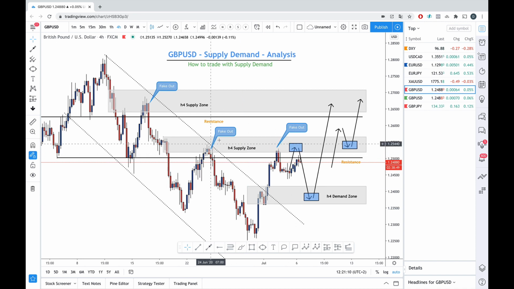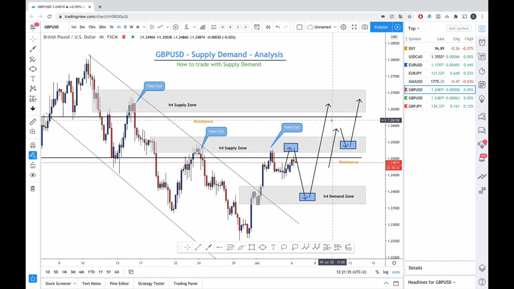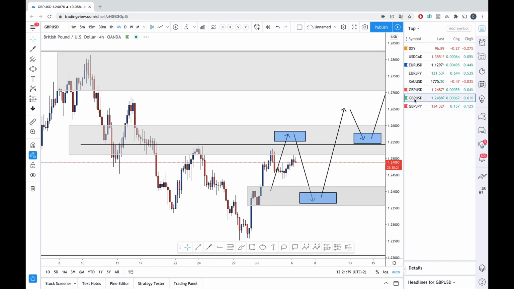And we can also see right now that I made a prediction on GBPUSD that we're going to have two possible scenarios. The first one would be push to this supply zone again, and then a nice correction to this demand zone before we're going to push higher. But also it is possible that we are going to break the supply zone, retest it, and then continuation to the upside. Yeah, this is my thought about GBPUSD.